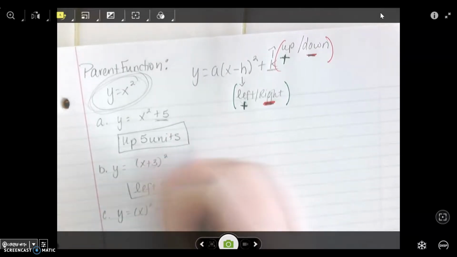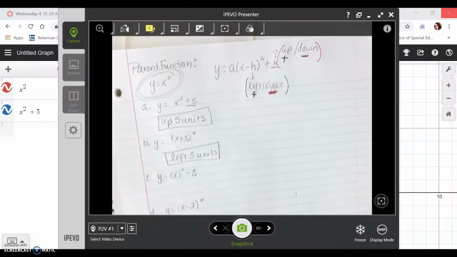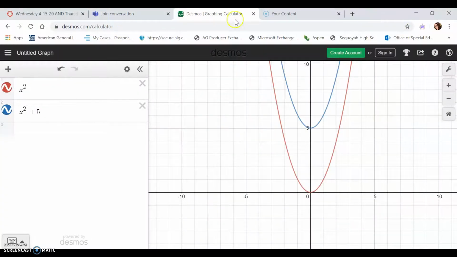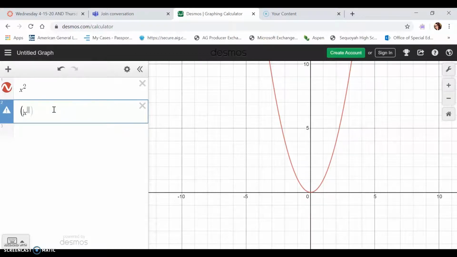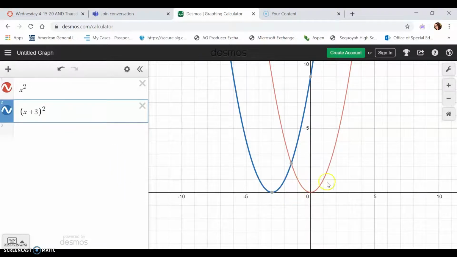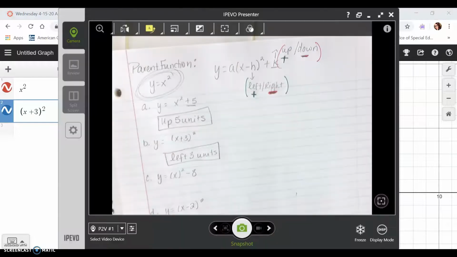If you want to check that, go to your Desmos Graphing Calculator or your TI-84 or beyond. So if you want to do this, you have to do this inside the parentheses. So that was x plus 3 squared. That's going to move it. So we started at red and we went to blue. That's going to move it left 3 units. And that's what we said. We said left 3 units.